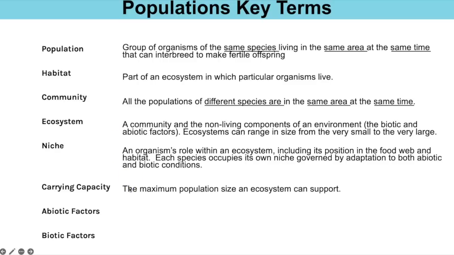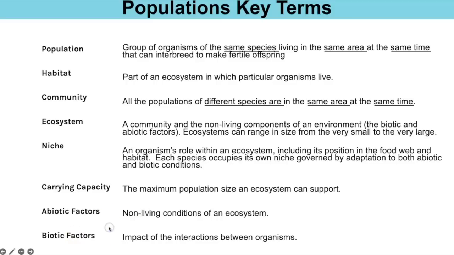Carrying capacity is the maximum population size that an ecosystem can support. And if you exceed that carrying capacity, there then won't be enough resources for all of the individuals, and they'll start to die, and that will then bring it back to the carrying capacity level. Abiotic factors are the non-living conditions of an ecosystem that affect the survival of individuals. And the biotic factors are the impacts of the interactions between organisms.